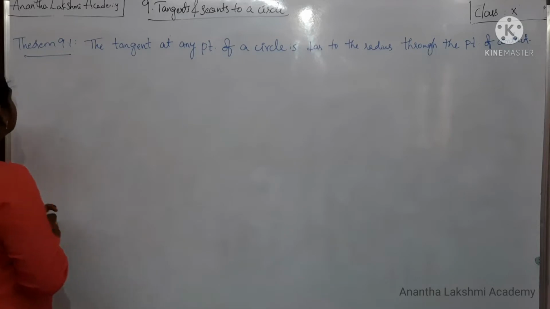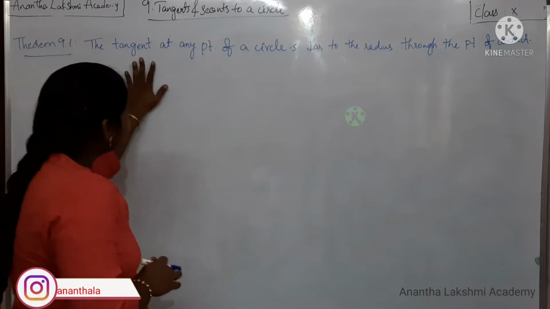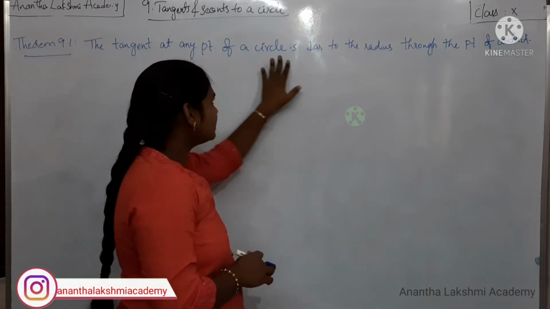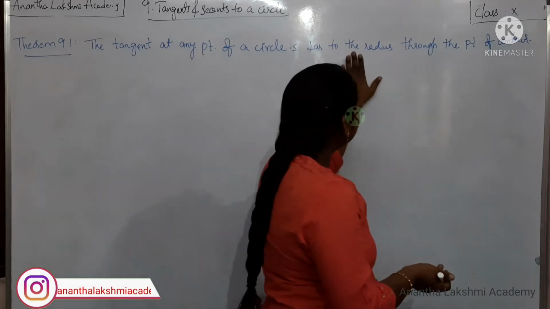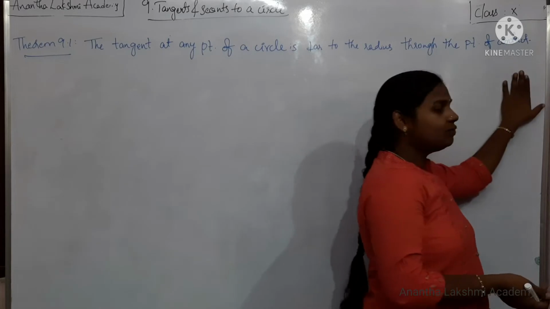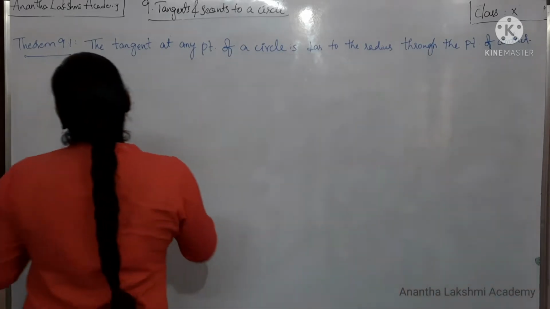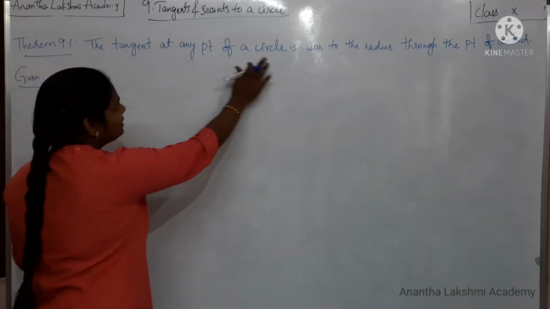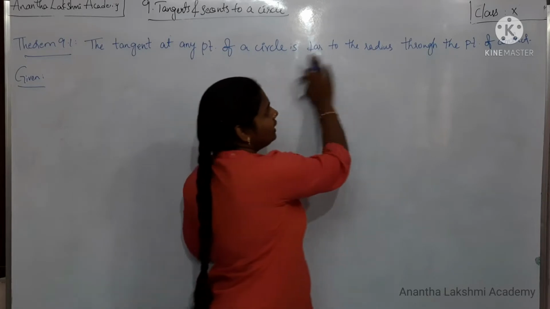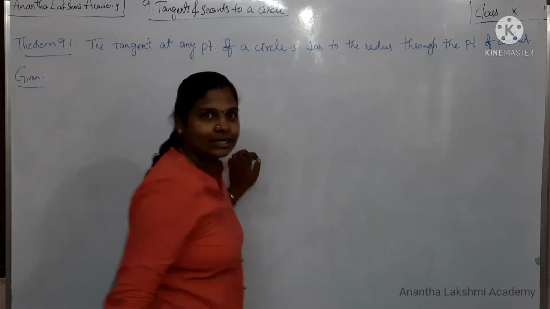Alright, so what is given? The tangent at any point of a circle is perpendicular to the radius through the point of contact. So what is given for us? For us, it is given that a tangent is there, a circle is there, a radius is there, and a point of contact is there.